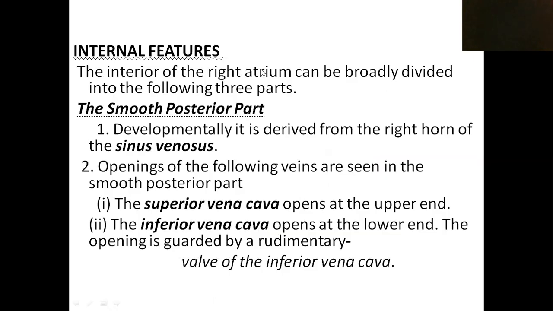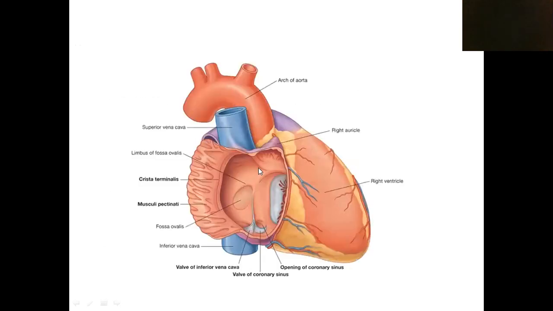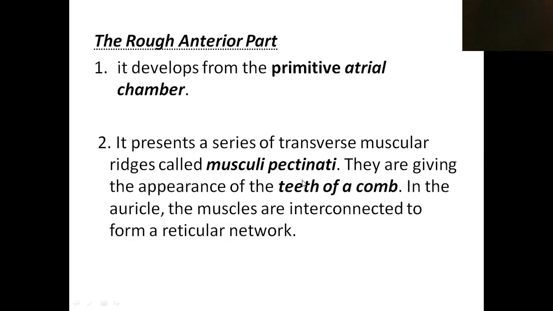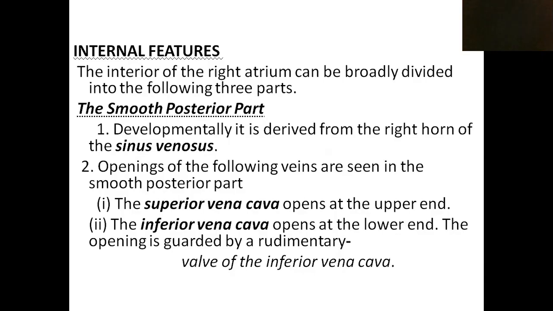Now, the internal features of this right atrium. Now we are going to open this right atrium. This is the opened right atrium. This is the right ventricle. Now we are going to discuss the internal features of this right atrium.